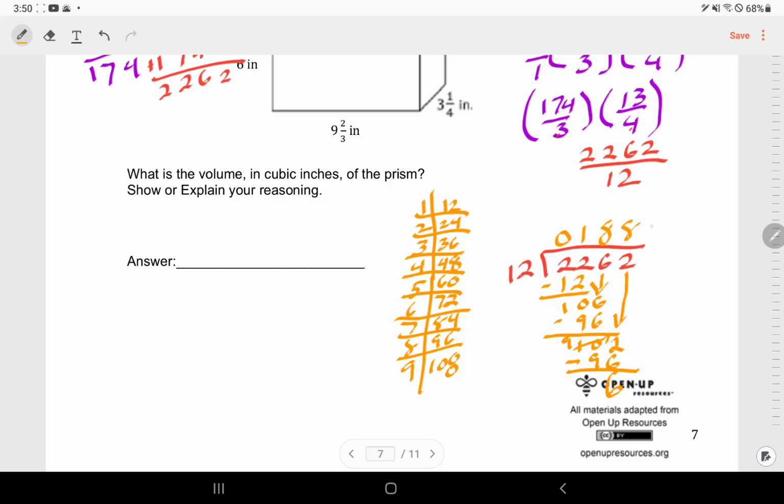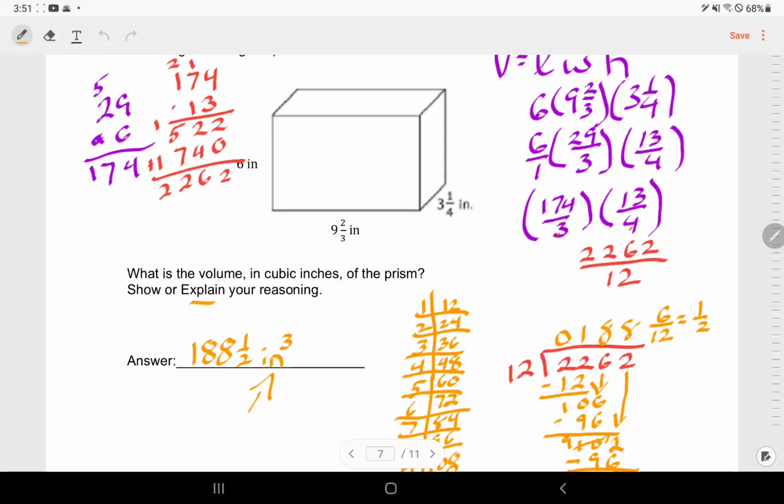And so that's 188 with 6 over 12. Now 6 over 12 is 1/2, so 188 and a half inches cubed. Again, have to have that there.